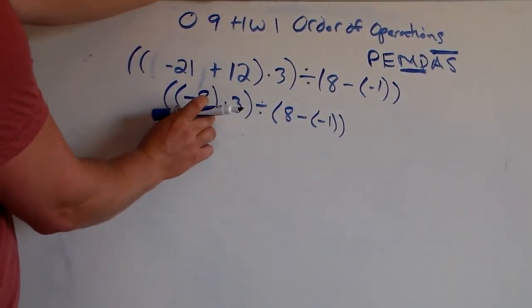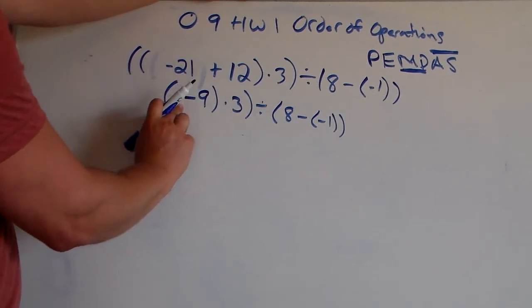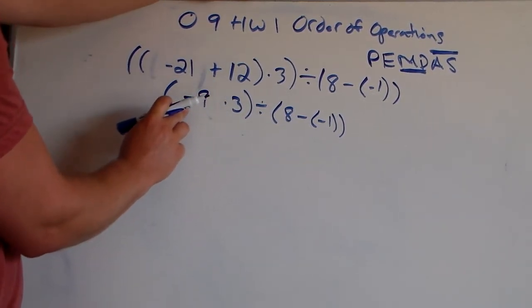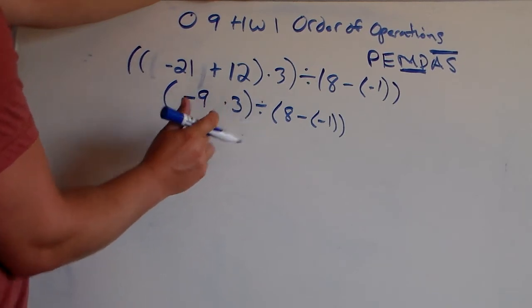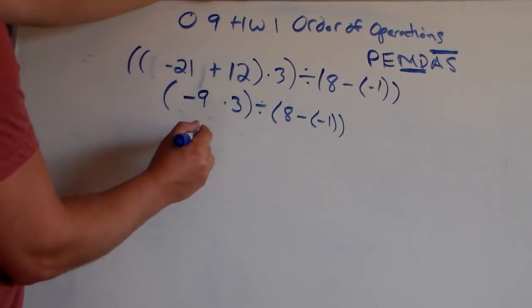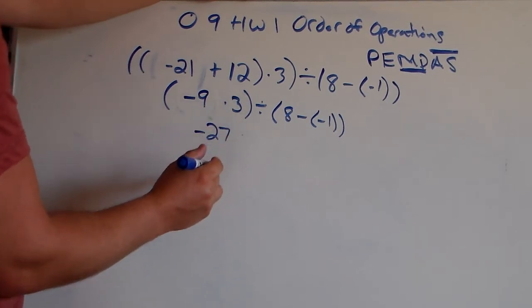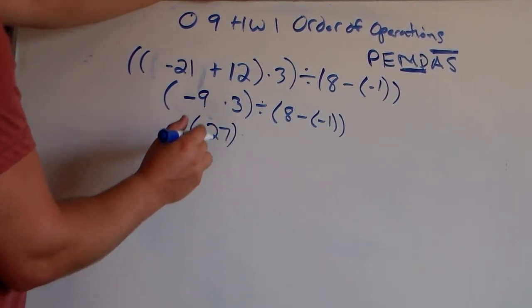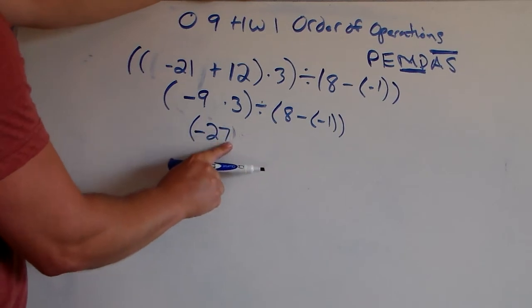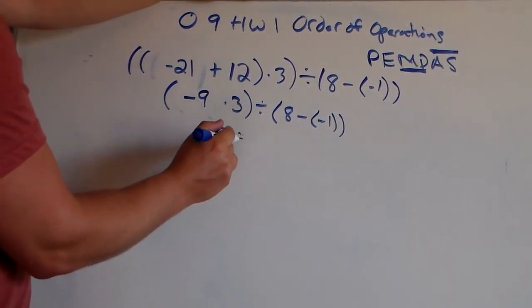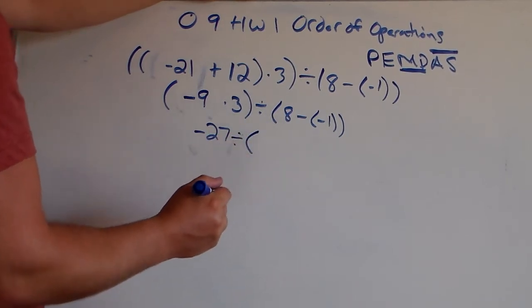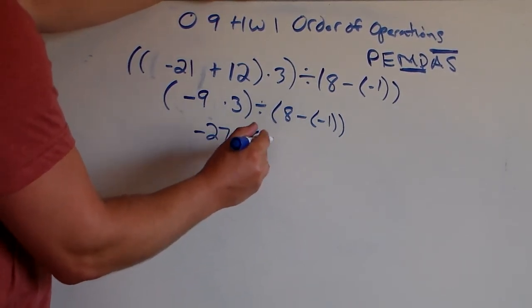Then, that negative 9 doesn't need that extra set of parentheses because we don't need to add and subtract any other numbers inside. So now we have negative 9 times 3. Get you 9, 18, 27. So we have negative 27. And that's all that's left inside those parentheses, so we actually don't need to write them. Carry down the division sign. And then go inside these parentheses here.